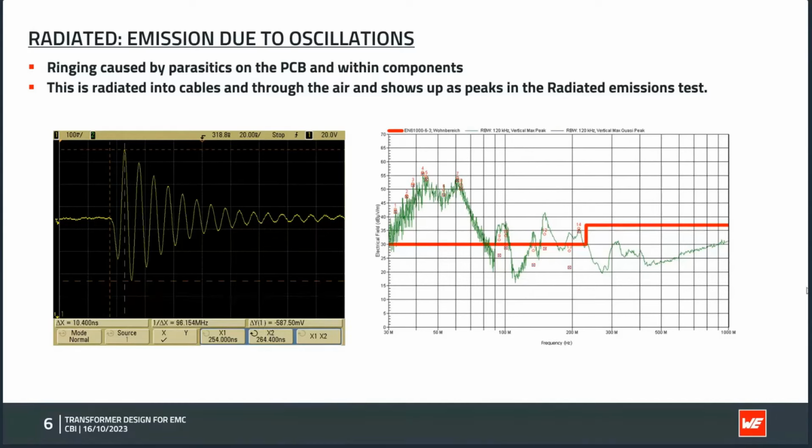So most of the time when your power supply fails the EMI test, the transformer is not really the root cause. It is just the result, the medium which transmits the noise to the surrounding.